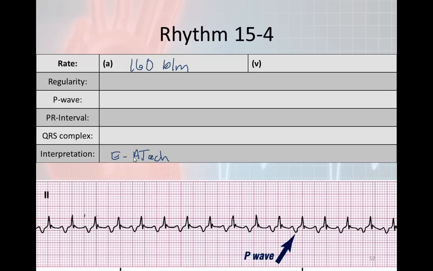But let's go ahead and move on to something different. And there are some better rhythm strips out there. Unfortunately, I didn't have a whole bunch of them.